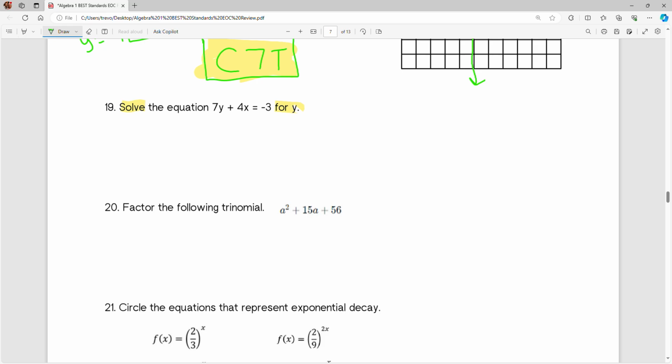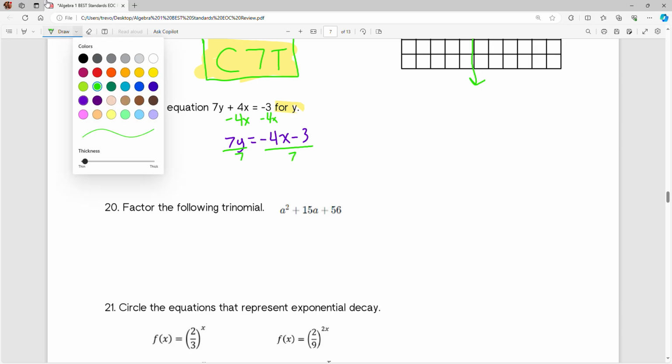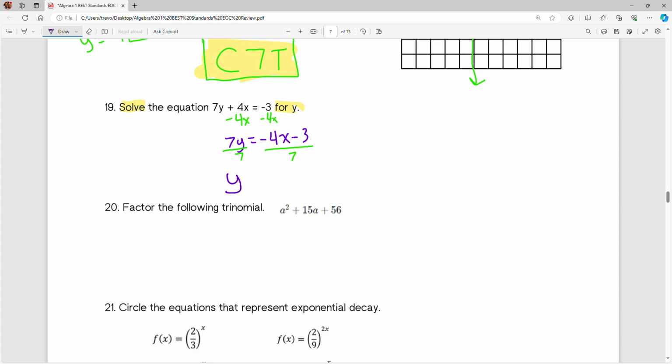So my first order of business is to get rid of this plus 4x. So I will subtract it on both sides of my equal sign to give me 7y equals negative 4x minus 3. And now I can divide both sides by 7 to get the y by itself, and y equals negative 4 sevenths x minus 3 sevenths.